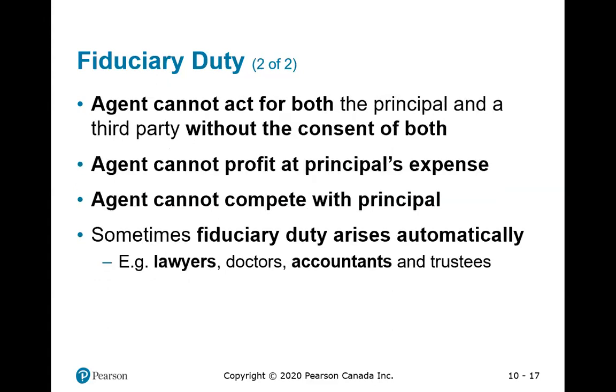What else? Agents cannot act for both principal and third party without disclosure and consent of both. So I find a buyer here for the bananas, and then the buyer asks me, hey, can you also find suppliers for apples, for coffee, for other fruits? But I'm working for the principal, not for the third party. So if I want to work for both, I need to disclose to both and get consent from both.